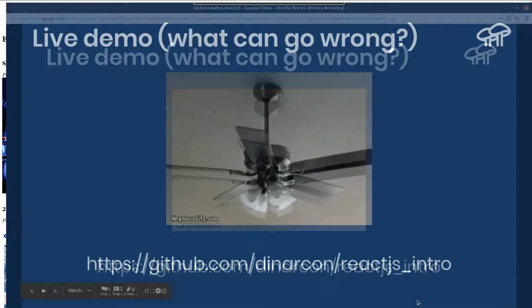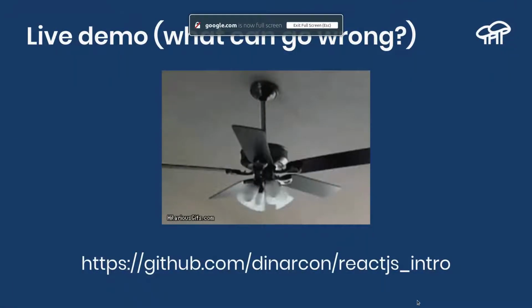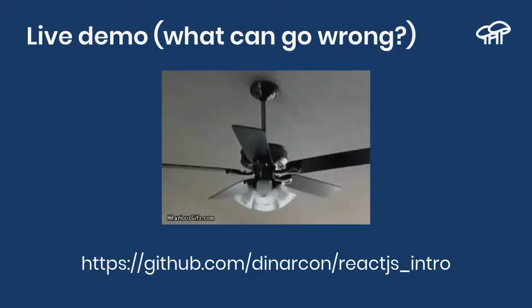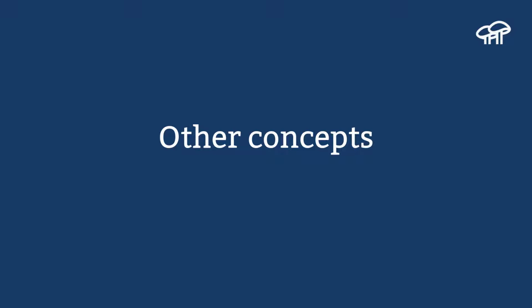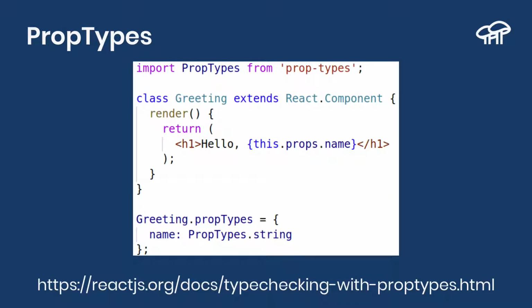So the demo didn't go as bad as I thought, so that's good. But what other concepts are useful for React? We have properties, state. What other concepts are useful? PropTypes. PropTypes is a very lightweight approach to validating that the data you're receiving is of the type that you want.